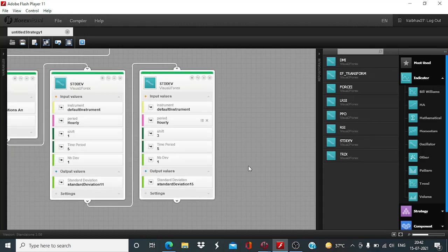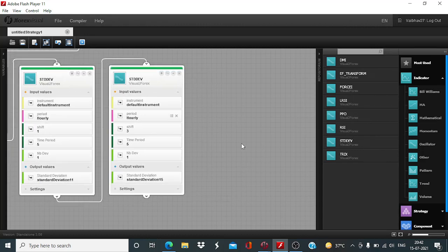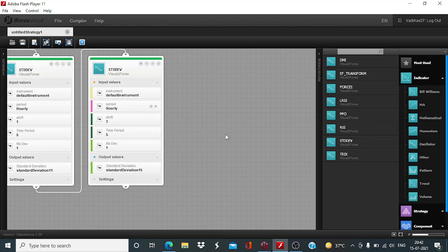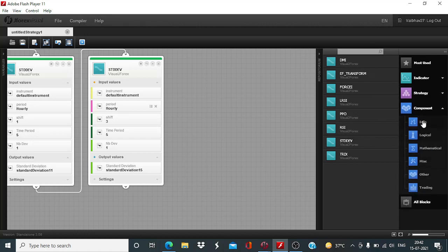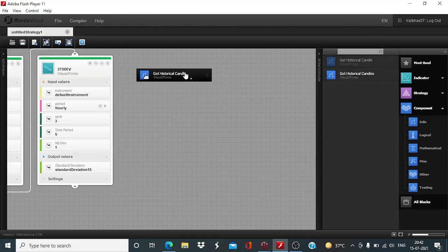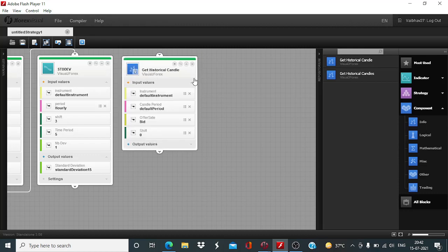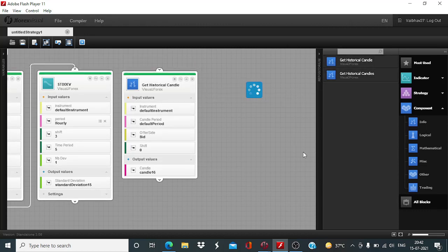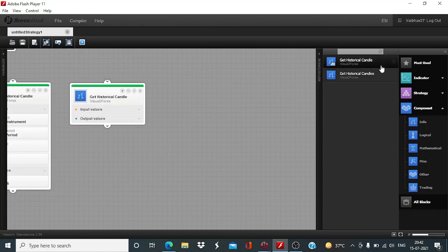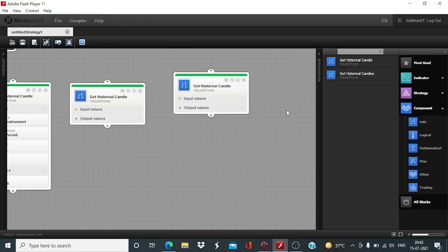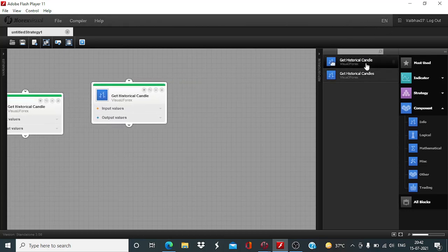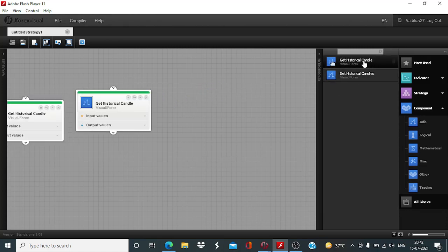Now we will also have to take into consideration the price action, and for that we are going to need the components, info components, get historical candle, two of the hourly candle period, and one of 4 hourly and two more of 10 seconds each.